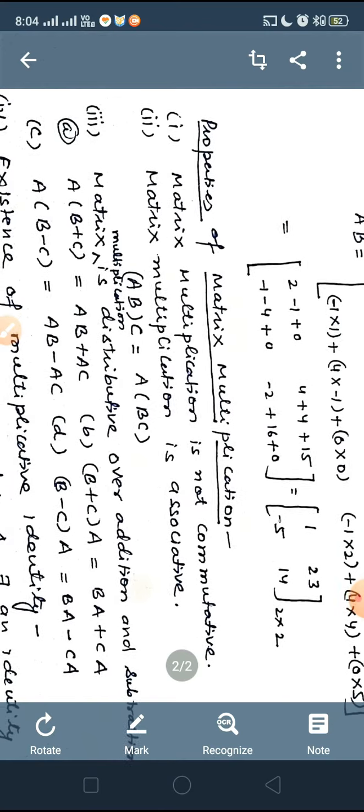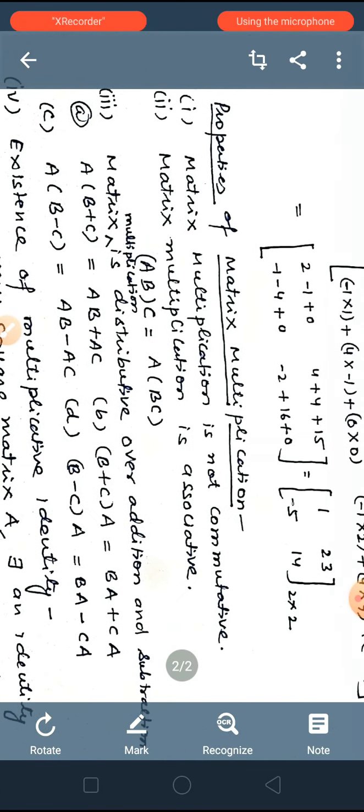Now properties of matrix multiplication. Like addition of matrices, there are certain properties of matrix multiplication. Matrix multiplication is not commutative. It may be, but not necessarily. So we write it here: it is not commutative. Means AB may or may not be equal to BA. It may be in certain cases but not always. So we write it in general. It is not commutative. Got it?